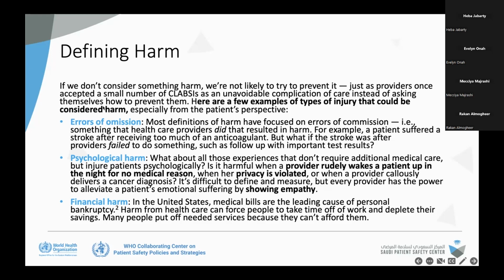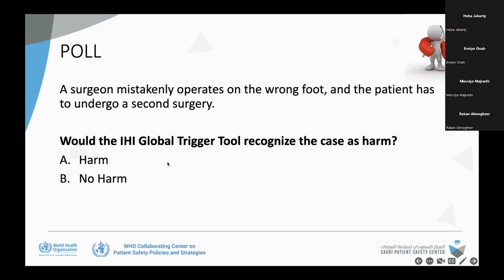Psychological harm: when you diagnose a patient with cancer, or when you violate his privacy, you as healthcare providers did not actually physically harm the patient, but he got a psychological harm. And the financial harm, by which we mean that when the patient cannot pay the fees for his treatment, you as healthcare providers or as an organization did not harm, but this is a financial harm to the patient.